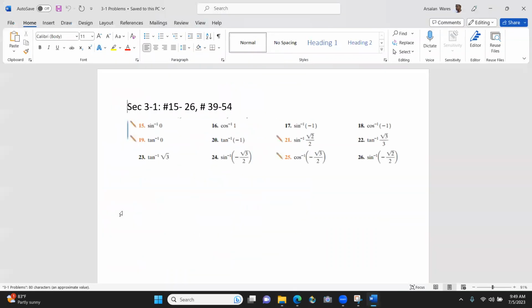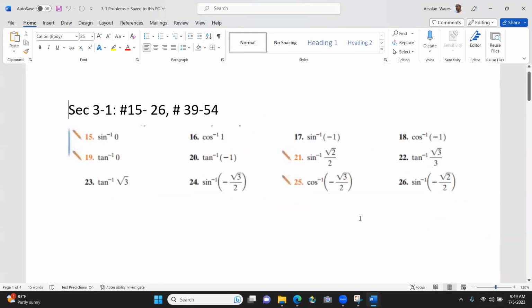3.1 problems. Let me grab a couple. Okay, so some of these are fairly straightforward. I will use the unit circle, but really some of you won't even need it. Let's go ahead and do some of the real easy ones today. Okay, simple ones. Let's do number 15.